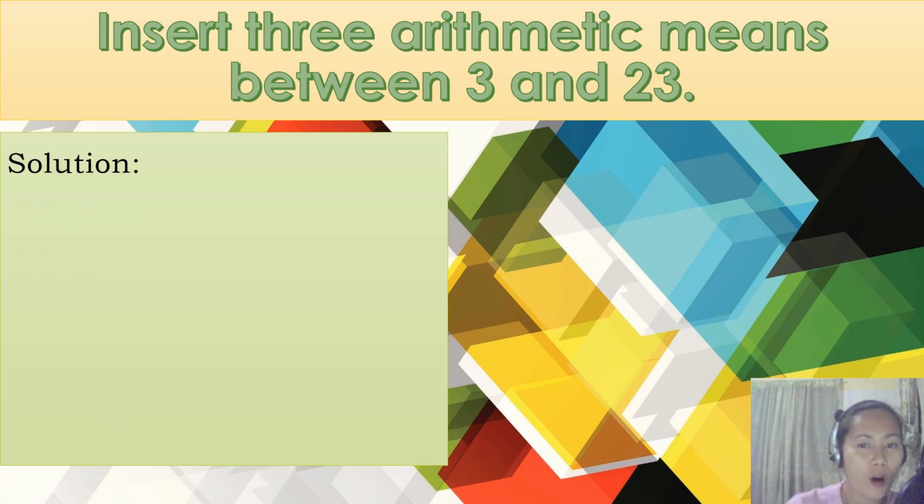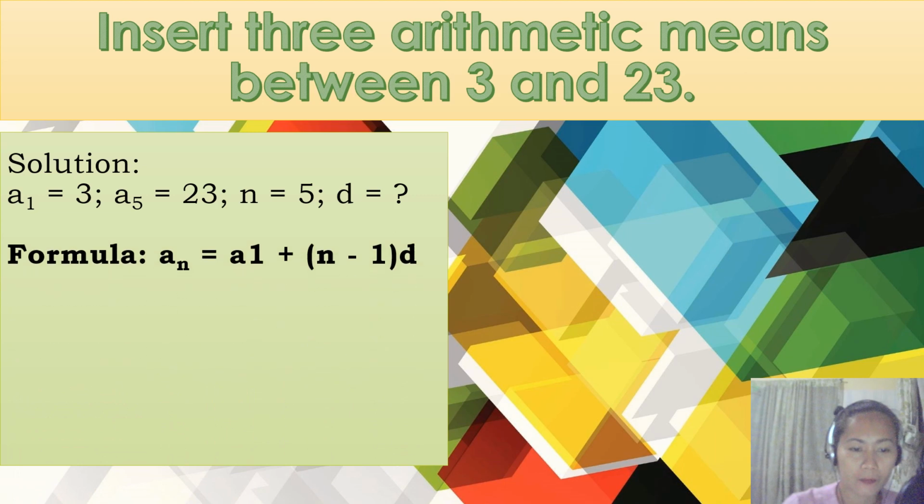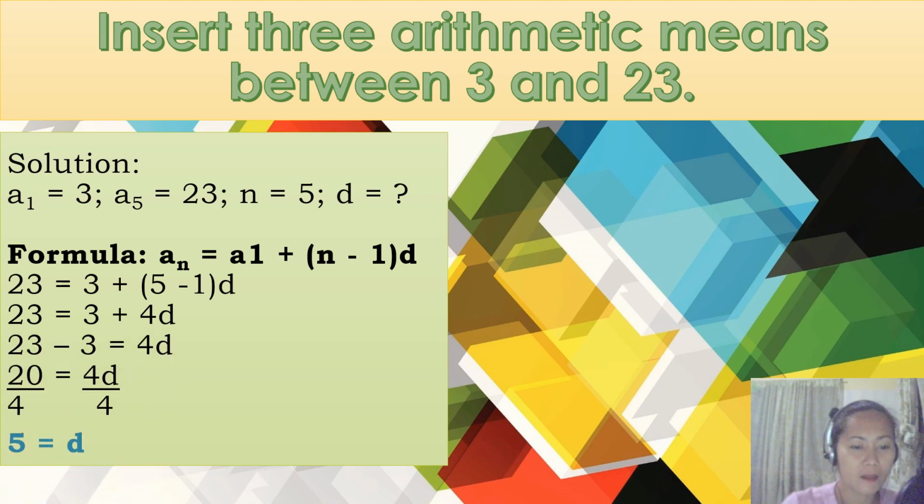First, we have to find the common difference. We have a sub 1 equals 3, a sub 5 equals 23, n equals 5, and the common difference is missing. Formula: a sub n equals a sub 1 plus the quantity of n minus 1 times d. Then we substitute and simplify. We get 5. So our common difference is equal to 5.